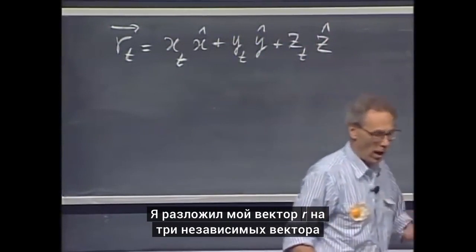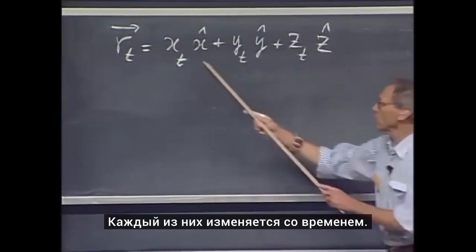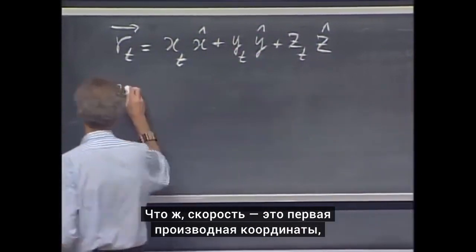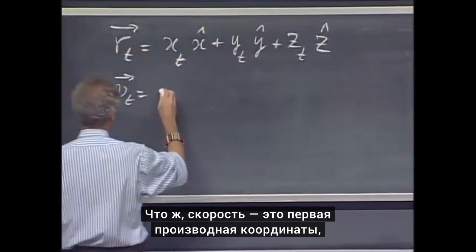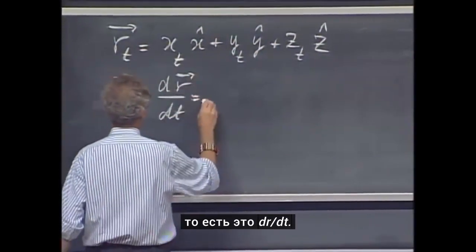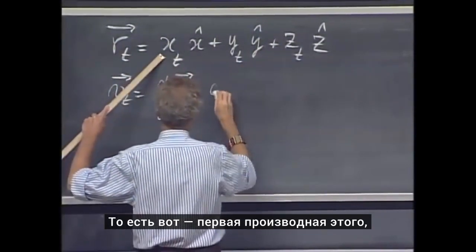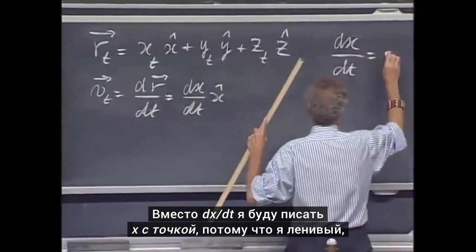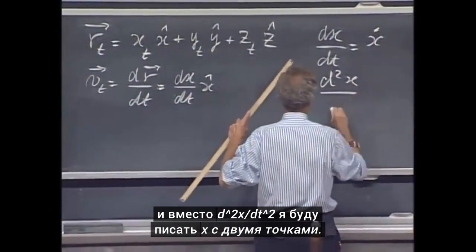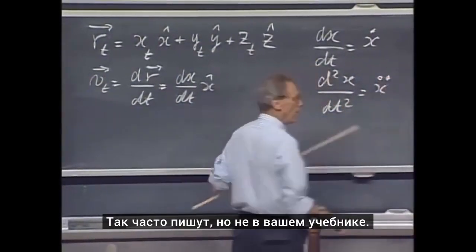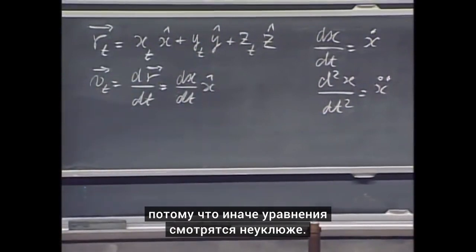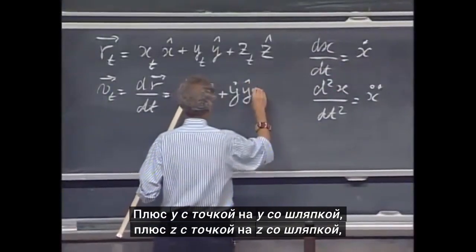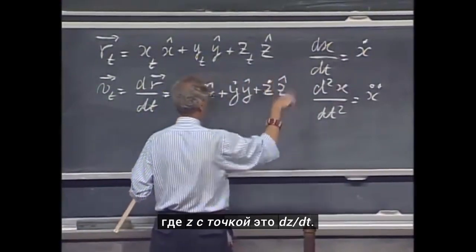I have decomposed my vector R into three independent vectors. Each one of those changes with time. What is the velocity of this particle? Well, the velocity is the first derivative of the position. So that is dr/dt. First the derivative of this one, which is dx/dt times x roof. I'm going to write x dot for dx/dt, because I'm lazy, and x double dot for d2x/dt squared. It's often done, but not in your book. But it's a notation that I will often use, because otherwise the equations look so clumsy. Plus y dot times y roof plus z dot times z roof. So z dot is dz/dt.